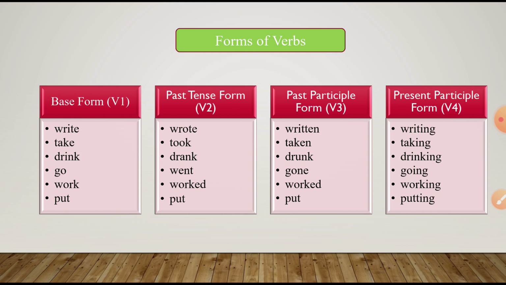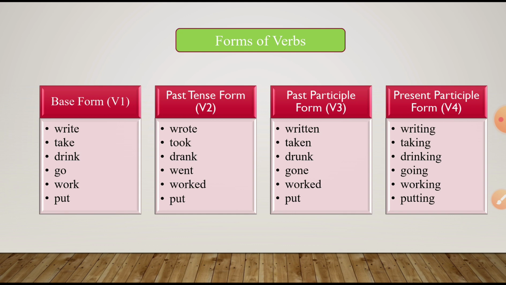Now let us discuss each of these forms with an example. Base form of verb write is write. Write या क्रियापदाचा बेस फॉर्म राईट आहे. इट्स पास्ट टेन्स फॉर्म इज रोट. इट्स पास्ट पार्टिसिपल फॉर्म इज रिटन and its present participle form is writing. See, sometimes we add ed or en to the main verb to form past participle form.